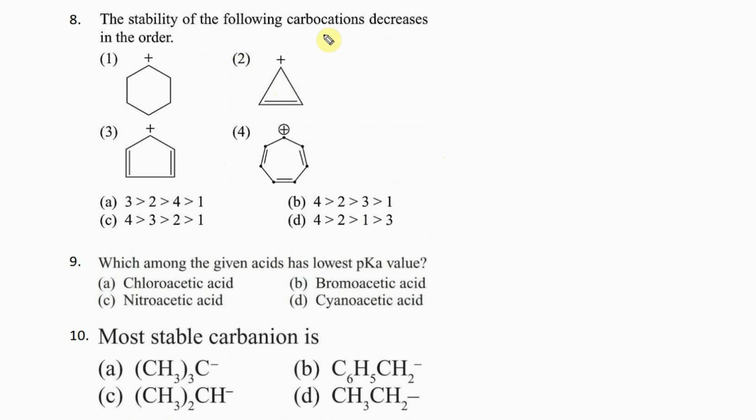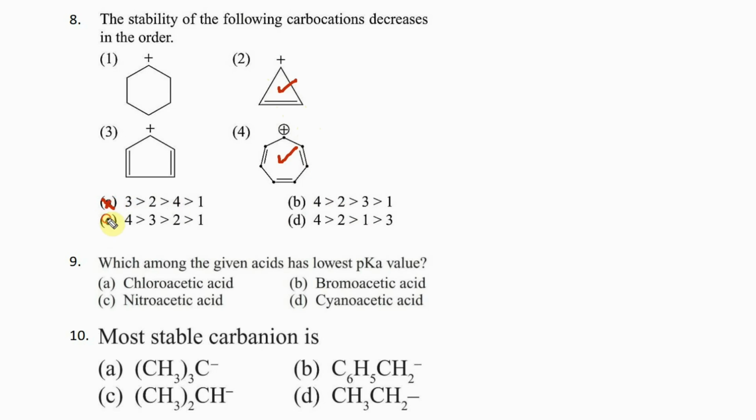Question 8. The stability of the following carbocation decreases in the order. So stability of a carbocation depends on what I have given you before. Aromaticity is important. Here there is aromaticity. Tropylium carbocation, 4 is the best. Followed by this, because this is also aromatic. Both are aromatic. Why is this more stable? The ring size is better. This is a very small ring with constrained angles. So 4 greater than 2.